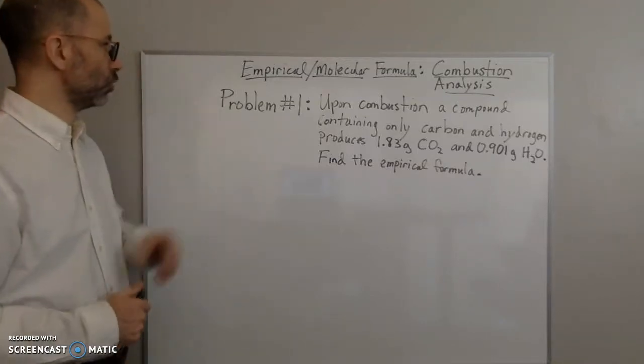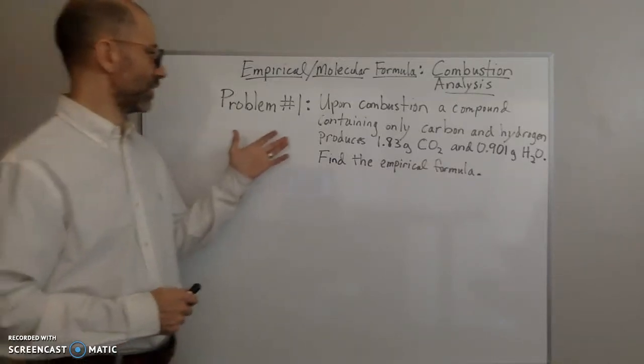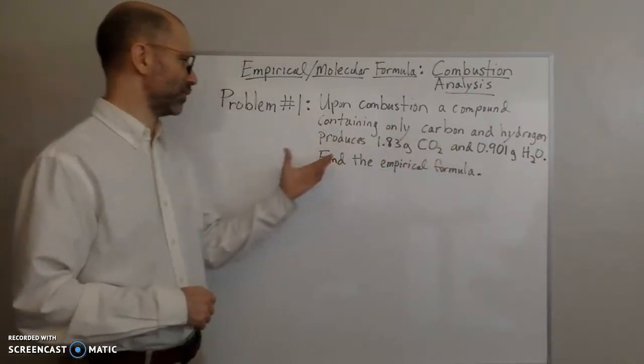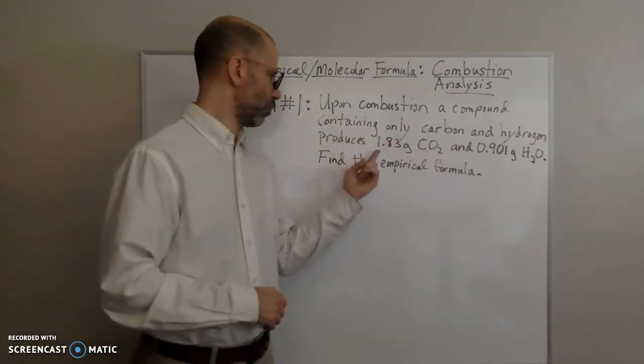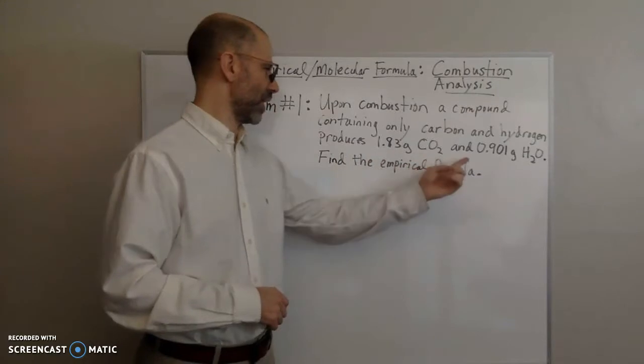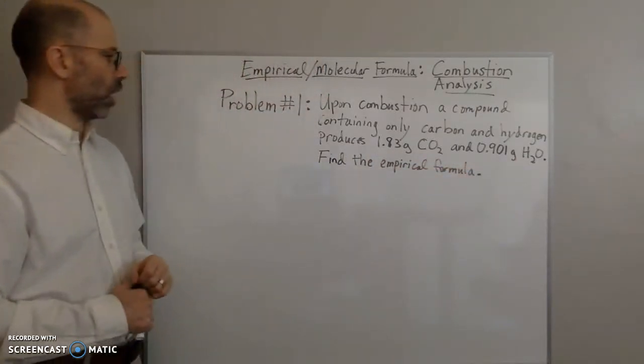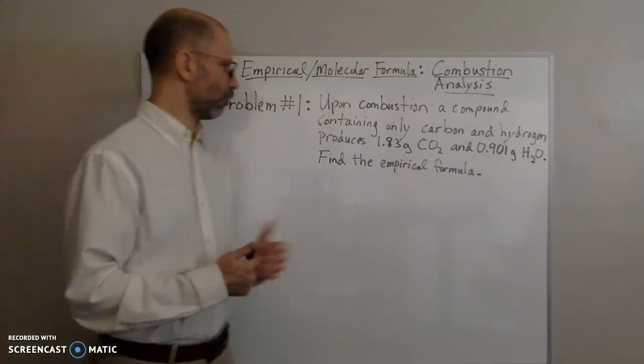So here's a typical combustion analysis problem. It says, upon combustion, a compound containing only carbon and hydrogen produces 0.183 grams of carbon dioxide and 0.901 grams of water. And then they say, find the empirical formula.